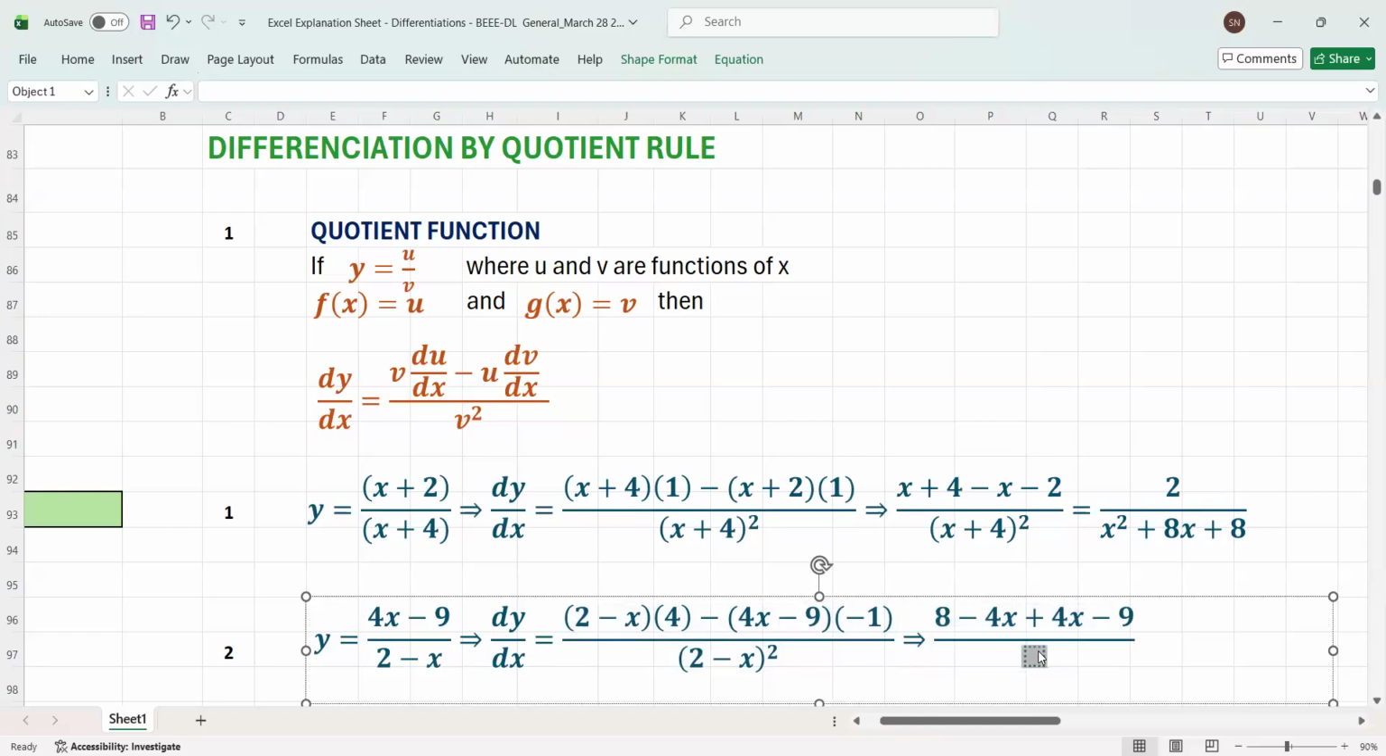2 minus x, all squared. Okay, let me leave it like that.